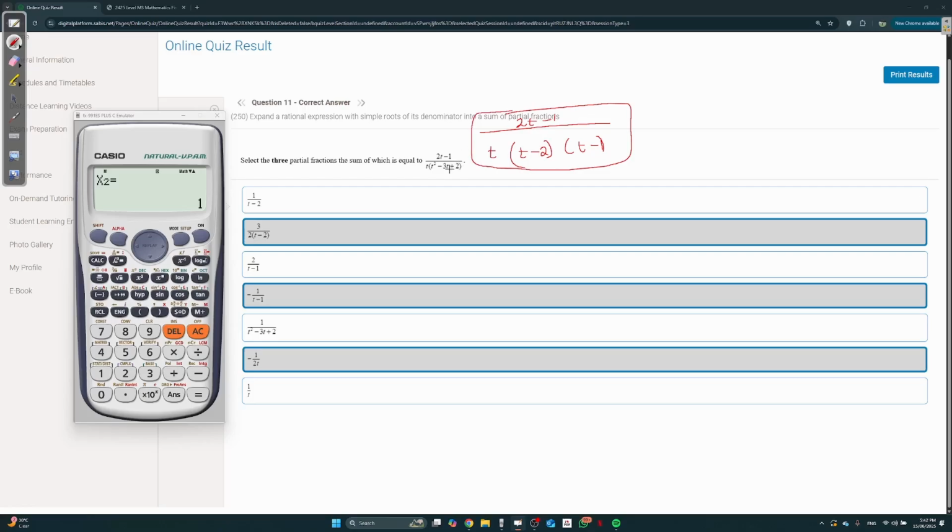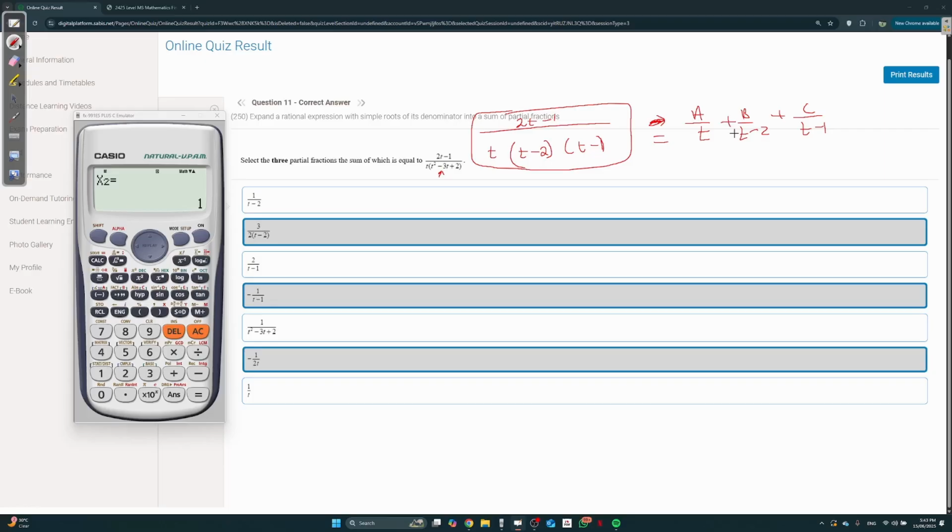So we finished our first step, which is check the degree. We finished our second step, which is fully factor out the denominator. What's the third step? Split it into factors, right? So A over t plus B over t minus 2 plus C over t minus 1 is equal to this. This is going to be a very easy one, because all of these have zeros. t has a zero at 0, t minus 2 has a zero at 2, and t minus 1 has a zero at 1. So this is going to be one of the easier ones to do.